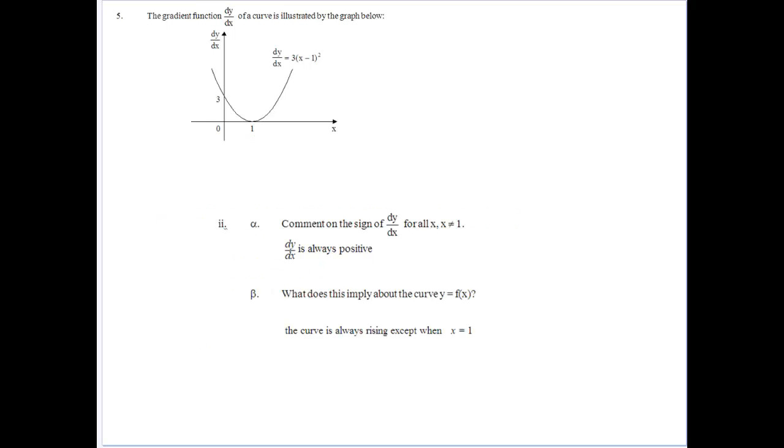There we go. The second part says comment on the sign of dy/dx for all x except x is equal to 1. We just worked out that there it was 0. But if we look at the rest of the dy/dx values, they're all above the x-axis, which means they must always be positive. So what can this say about the curve of the function of x? Well, the curve must always be rising except when x is equal to 1, because we know it's stationary at x is equal to 1, but the gradients otherwise must be positive, so the curve is rising.